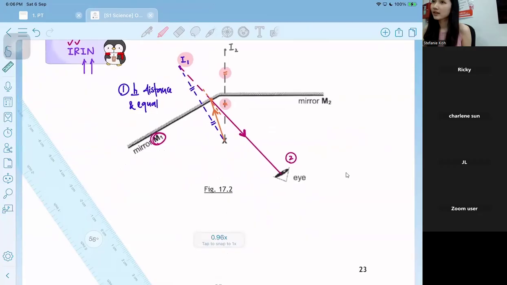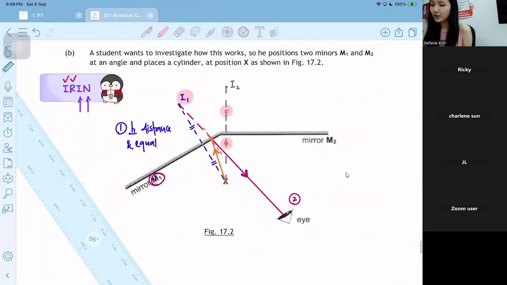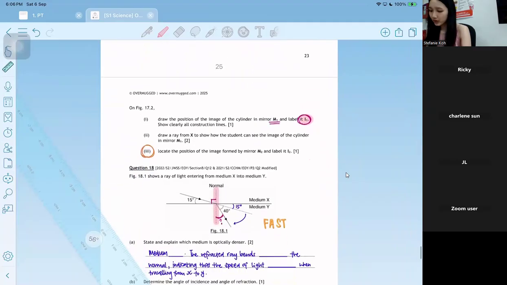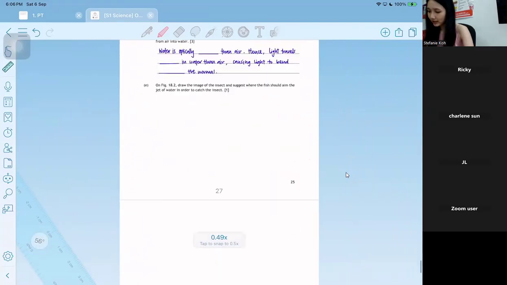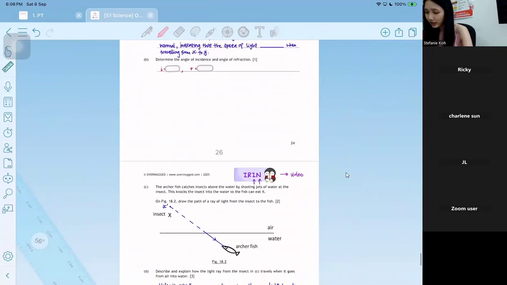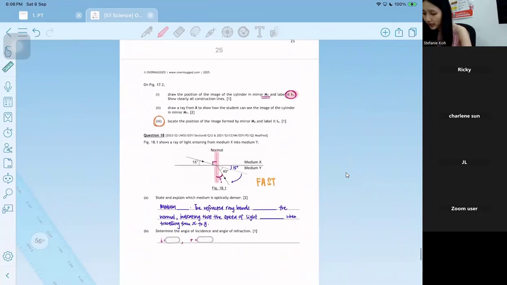And then label I2, like the question asked. Sometimes they will ask you to label as I prime, X prime, whatever. You just need to read the question. Done with that. Now we are at 18. And then we are almost done.